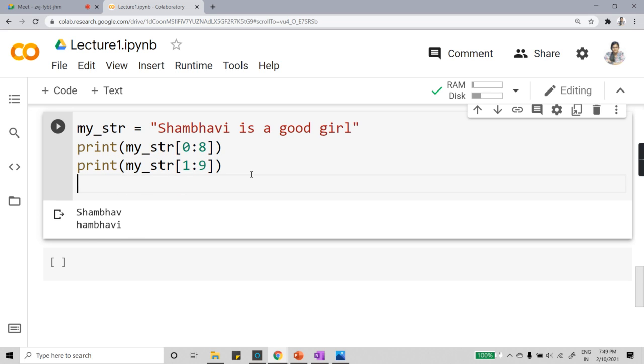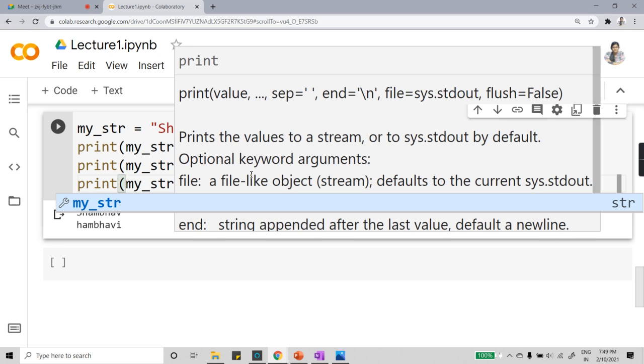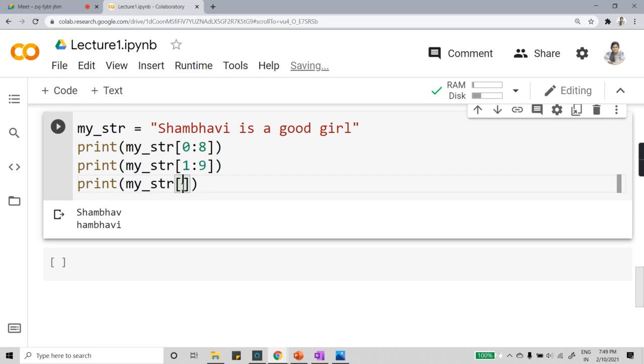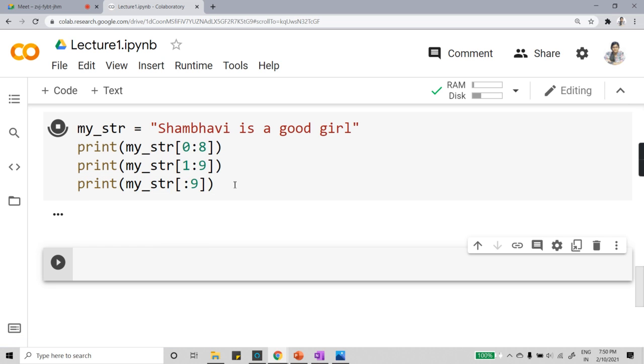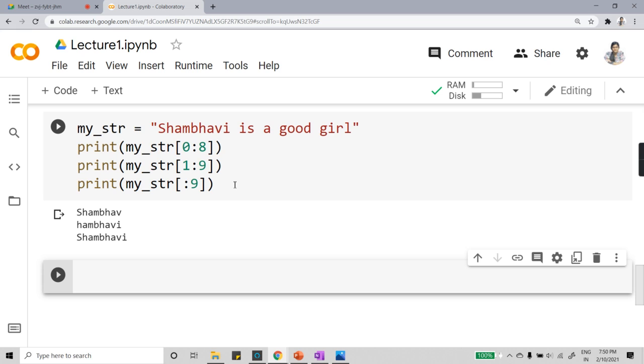Now the next concept: if you miss writing your starting index, let's say you put these brackets and forgot to write your first starting index, and you only wrote your ending index. In that case, it will automatically take your starting index as 0 and print from 0 till 8. So I would run that, and see, I got Shambhavi here. So this is done.